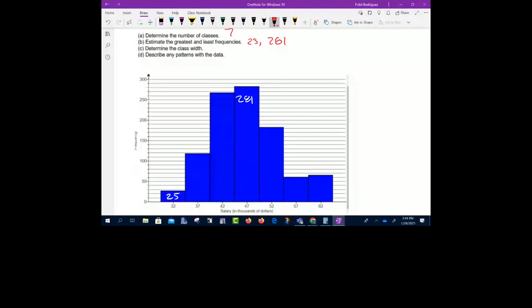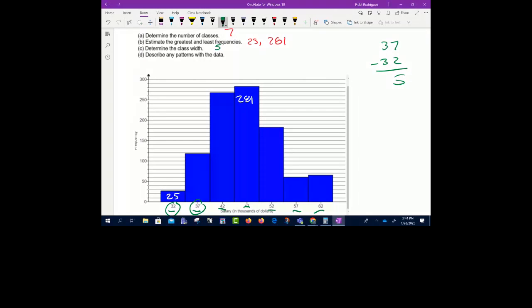Y'all, the way this bar graph or this histogram is set up, they have not given us the class boundaries. They've actually labeled the midpoints. So look, here are each of the midpoints. And if we wanted to find the class width, y'all, what we could do is just take the difference of any two consecutive midpoints. So if we were to say something like, what's 37 minus 32? Wouldn't our class width just be 5? Okay. So we're going to go 5.